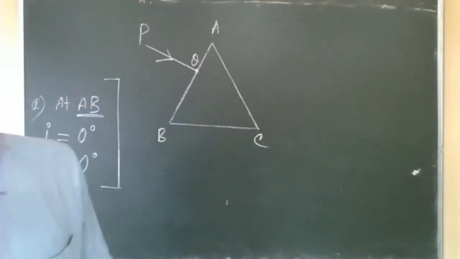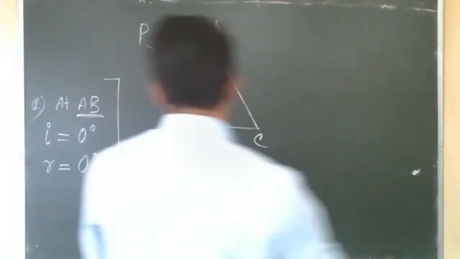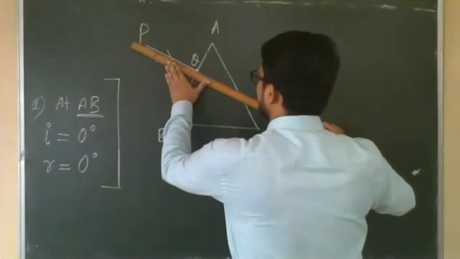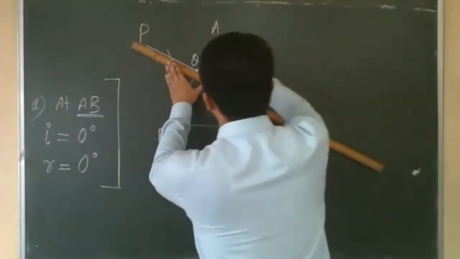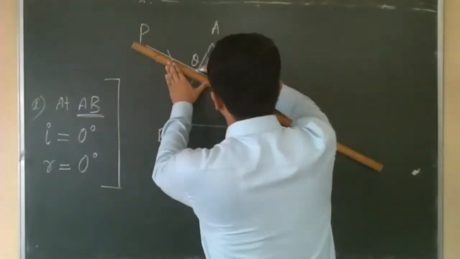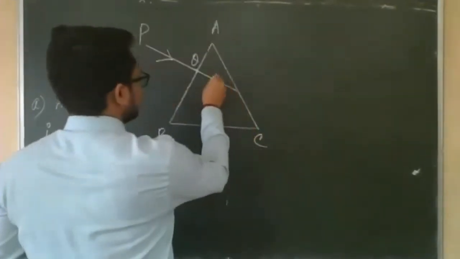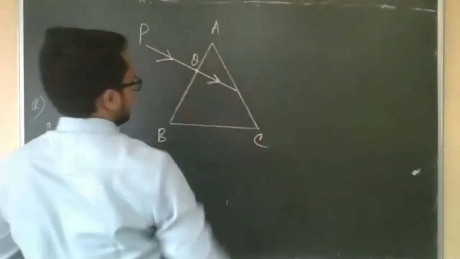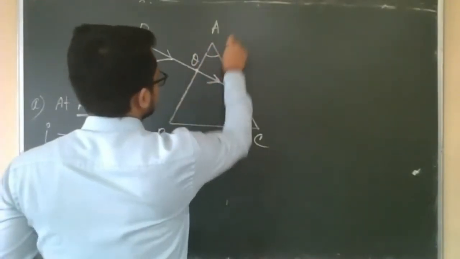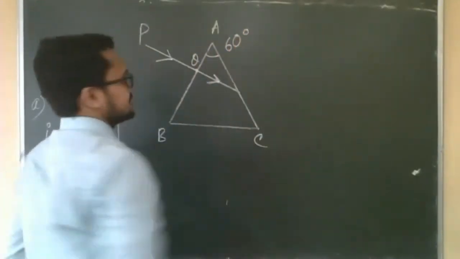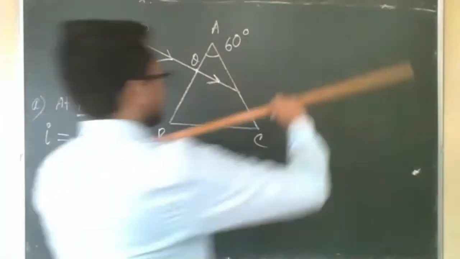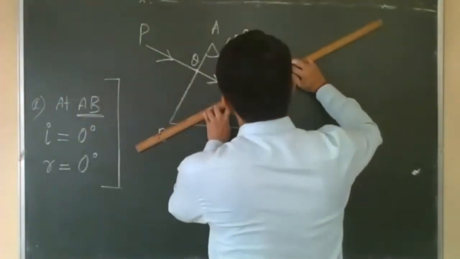Third question: what will be the angle of incidence at the second face of the prism? So complete the ray diagram. Here it will go on immediately. There will be no bending because of normal incidence. It is an equilateral prism, which means this angle is 60 degrees. Now draw the normal here.